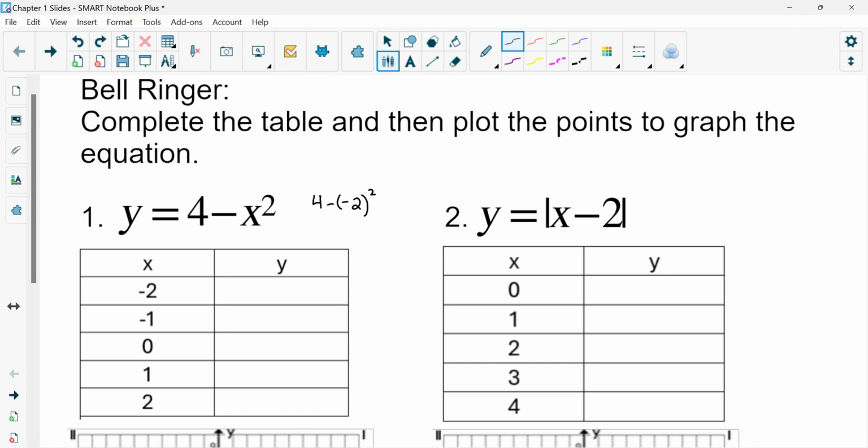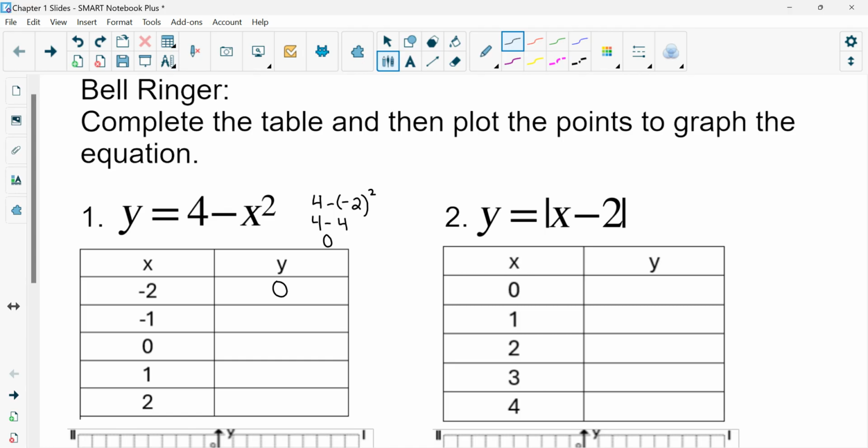I got to do the exponent first. So -2 squared is +4. And so I get 4. This minus is subtraction. And then when I actually squared that, I got a +4. So I'm getting 4 minus 4, which would be 0. So that first point is -2, 0.